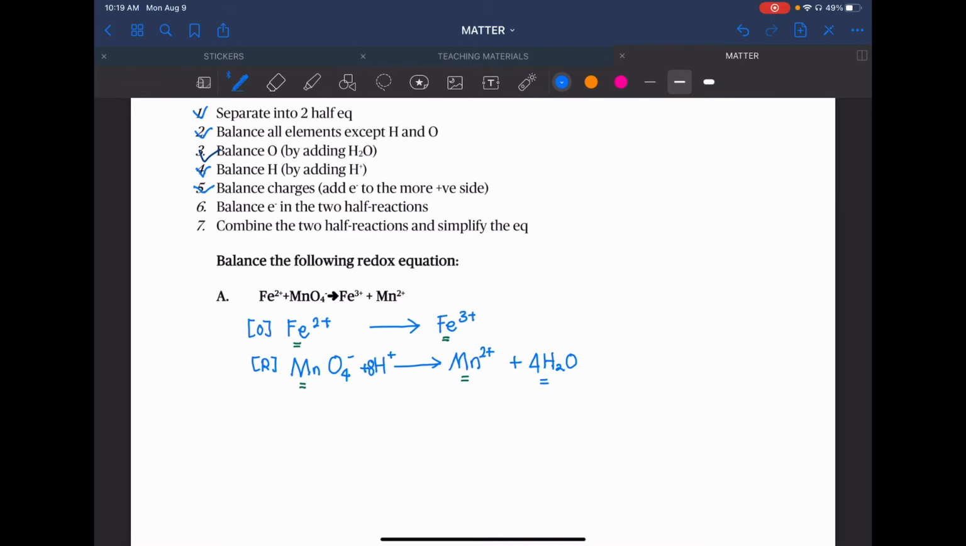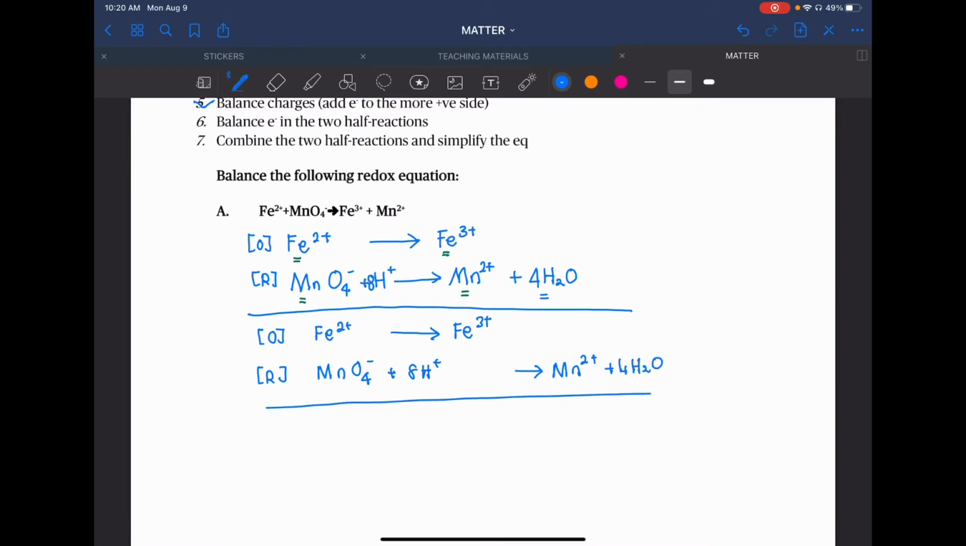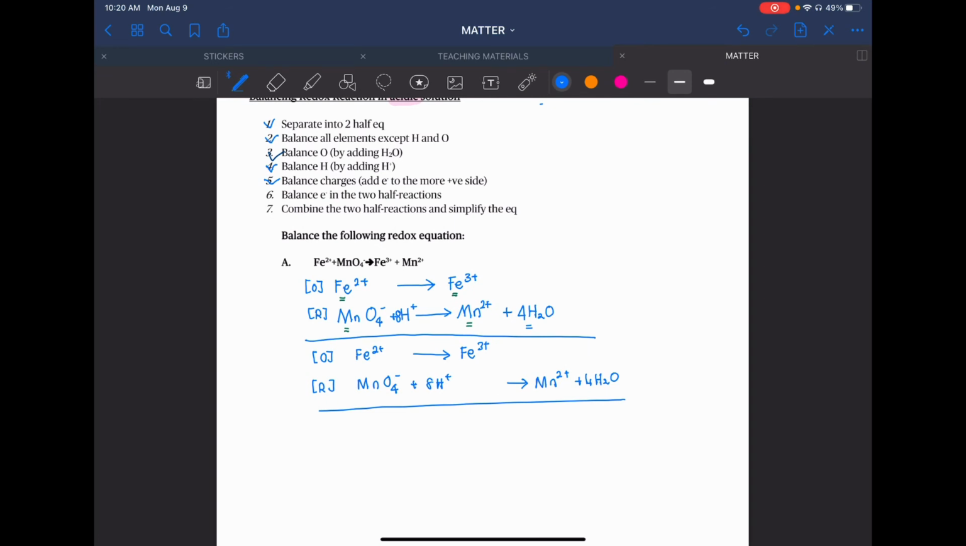So we are going to balance charge. Okay, now I'm going to write down new one. Okay. Salin je balik actually. Cuma tinggalkan sedikit ruang. Why? Because we are going to add electron now. Okay, back to the business.